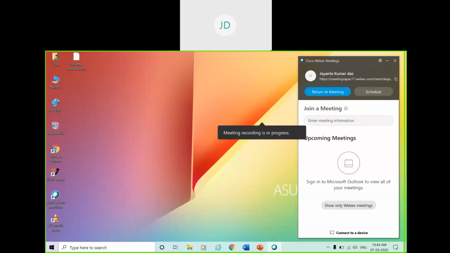Let me allow the sharing of the screen. Okay, wait. Can you see the screen? You can just respond in the chat box. Is the screen visible? Sir, okay, wait.